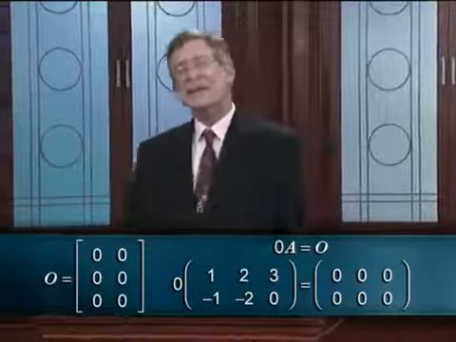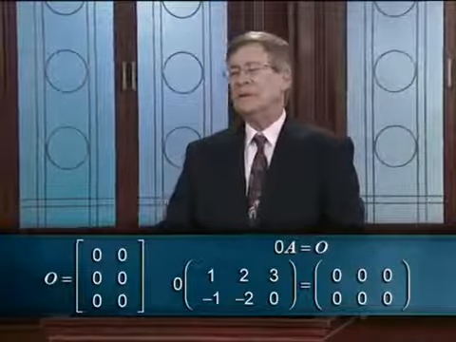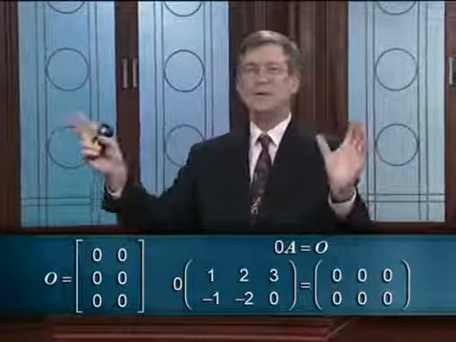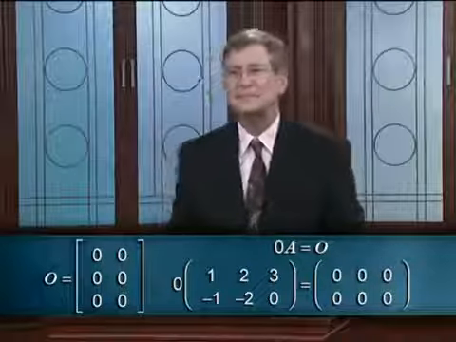So you see, that equation looks really simple. 0A equals 0. But there's some depth to that. The zeros are different, aren't they?